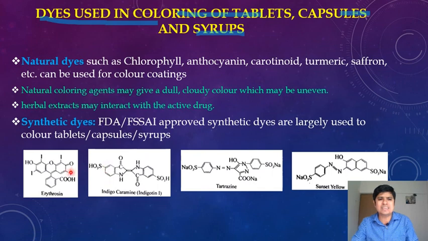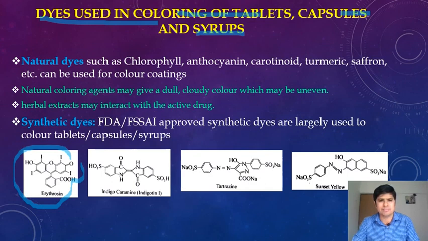So which are these synthetic dyes? The first synthetic dye is erythrosine. We can see this is a derivative of phenolphthalein. It is an oxazine dye. So this is erythrosine.